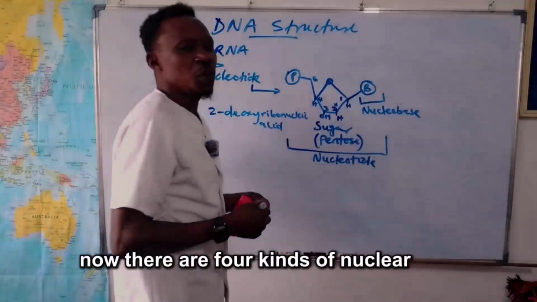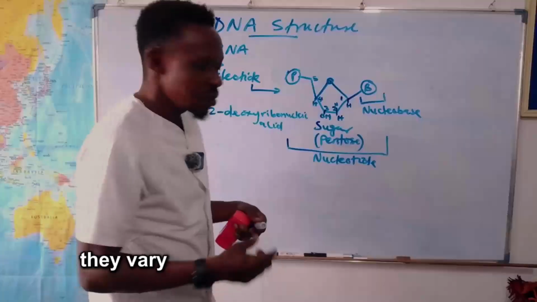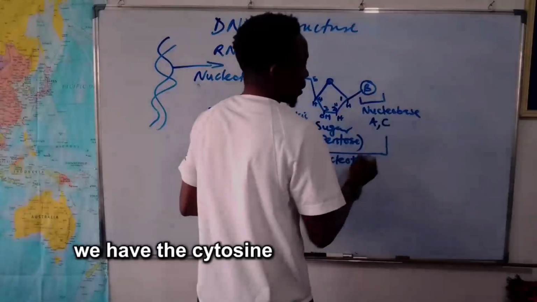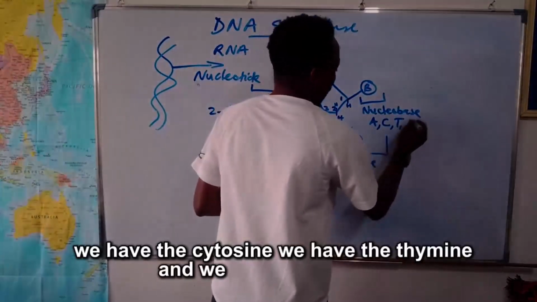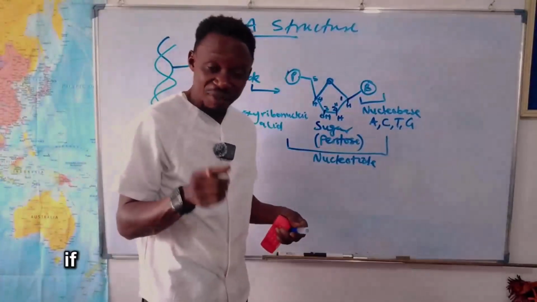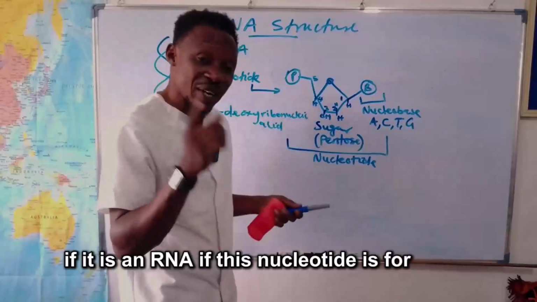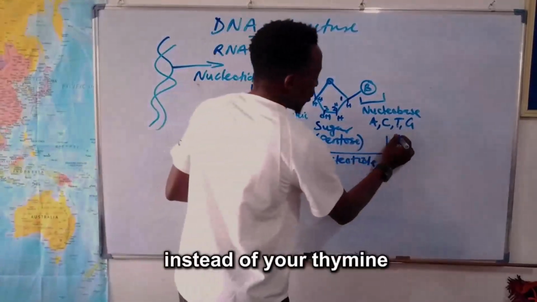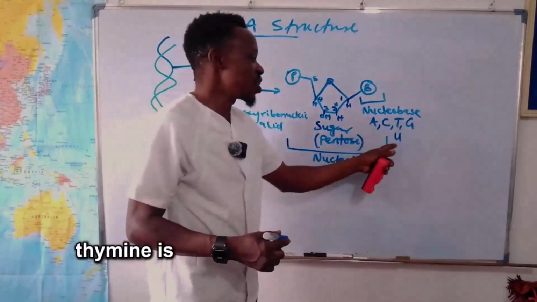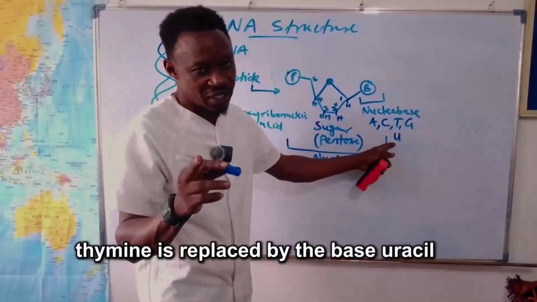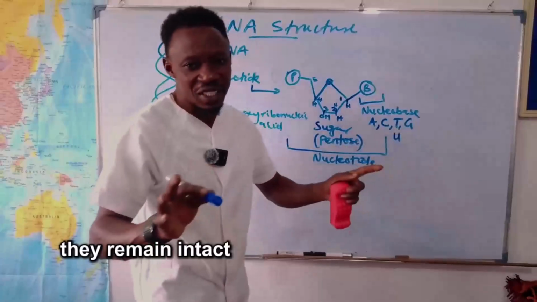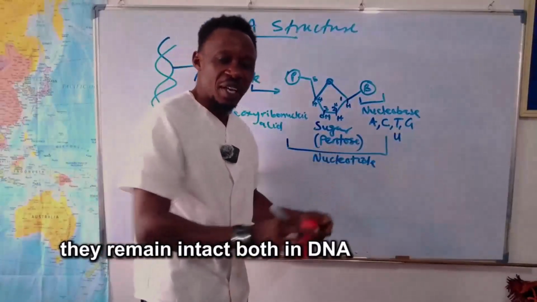Now there are 4 kinds of nucleobases. They vary, 4 bases. We have the adenine, we have the cytosine, we have the thymine, and we have the guanine. This is in the case of DNA. However, if this nucleotide is for an RNA, instead of your thymine, you're going to have a uracil. So all the time in RNA, thymine is replaced by the base uracil. But generally speaking, adenine, cytosine, and guanine remain intact both in DNA and in RNA.